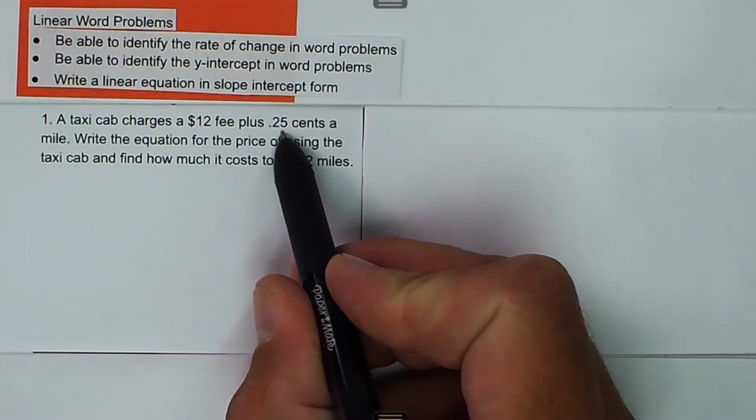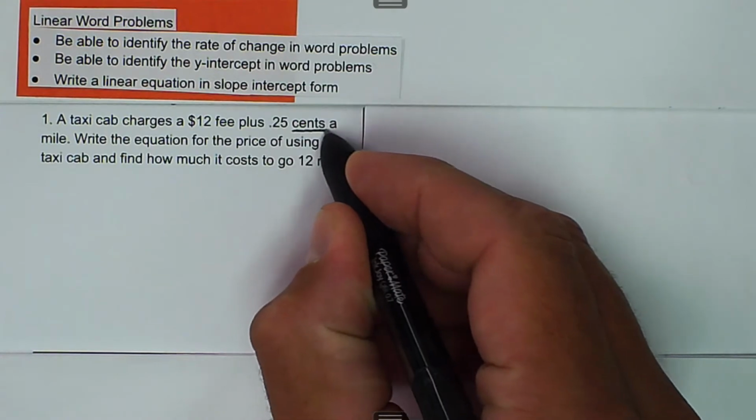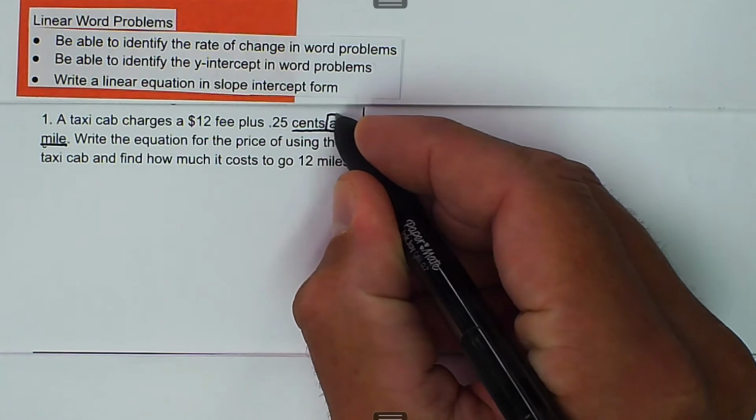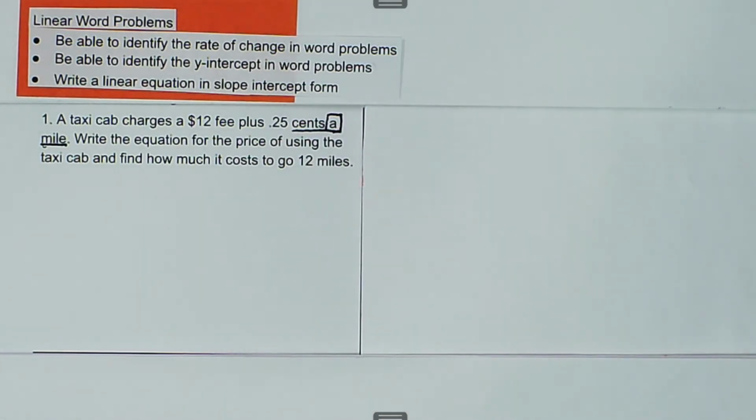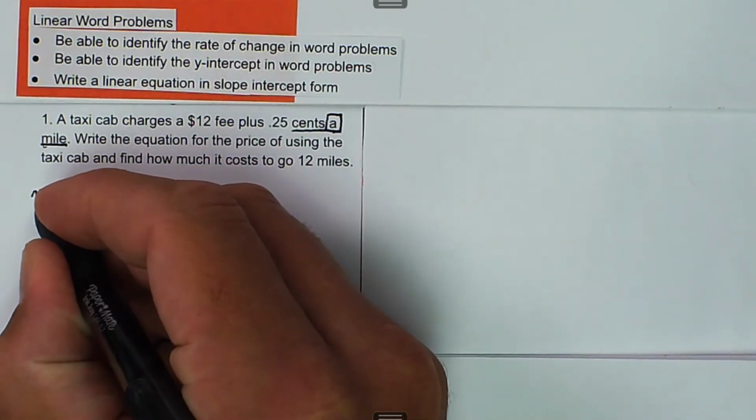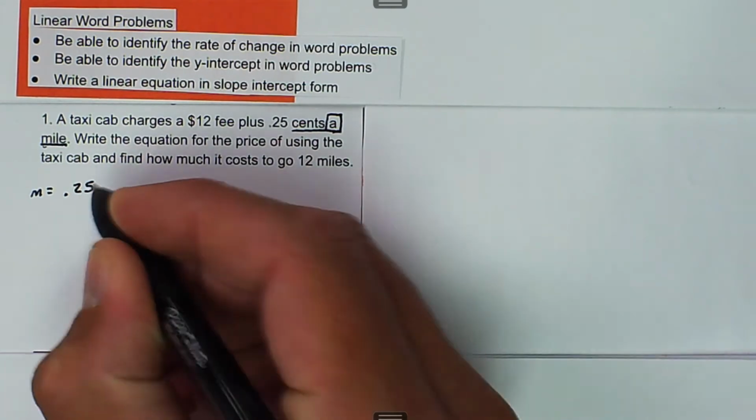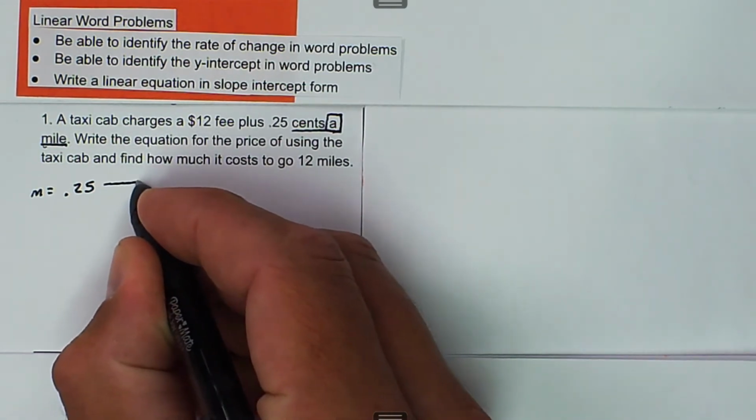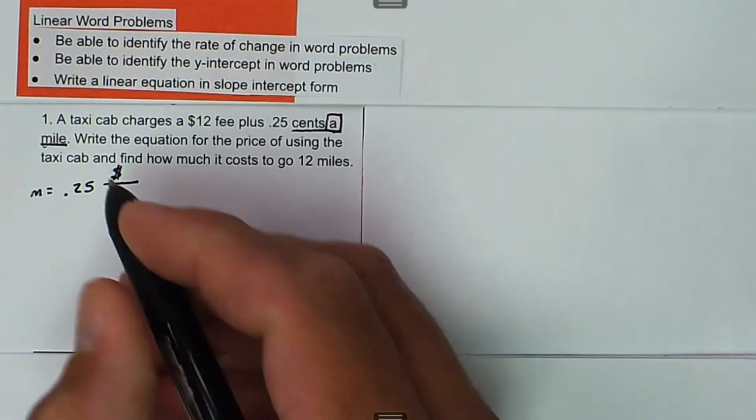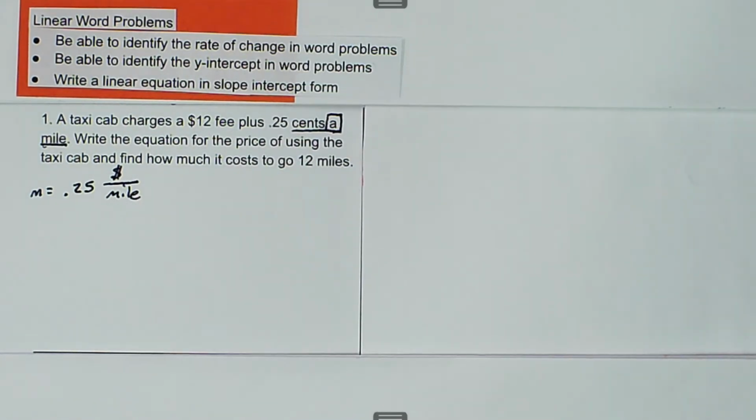Now we have 25 cents a mile. So here we have 2 units. We have cents and a mile. So the part right there shows us division. So that tells us our fraction right off the bat. So our m is going to be equal to 0.25. And then I'm just going to write it this way just to illustrate it. But we're going to go money or dollars per mile. So those are the 2 units that we have.